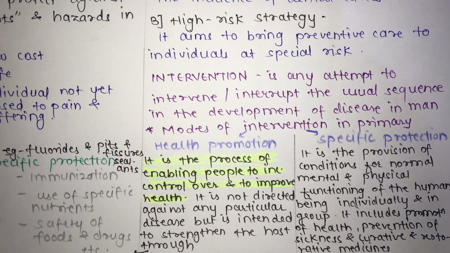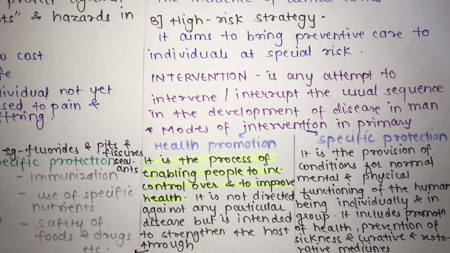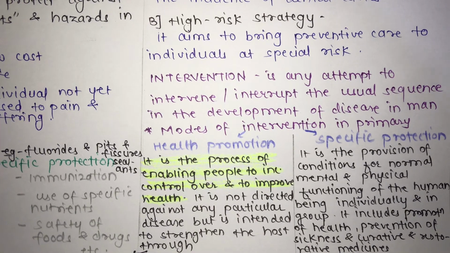So basically you are promoting health, and it is not directed against any particular disease, but you are strengthening the host response. You are strengthening the immunity of the patient. And specific protection is the provision of the conditions for the normal mental and physical functioning of the human being, individually and in a group. It includes promotion of health, prevention of sickness, and curative and restorative care like medicines. So specific protection is protecting specifically. If the patient is at high risk, you give some specific protection to that patient. In dentistry, for specific protection, it is fluorides and pit and fissure sealants.